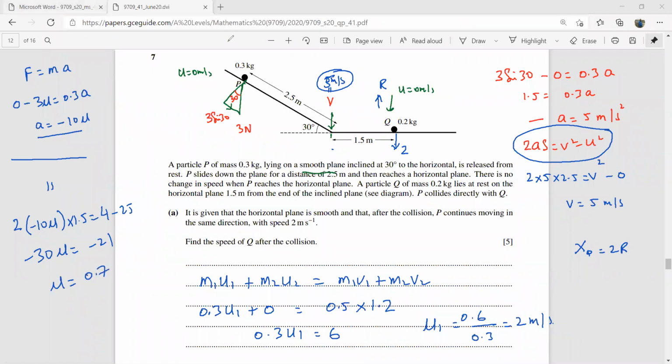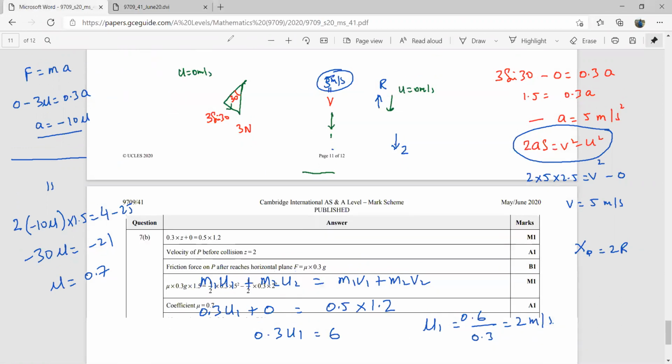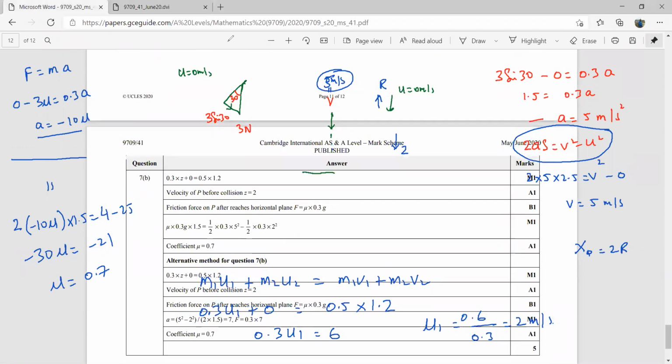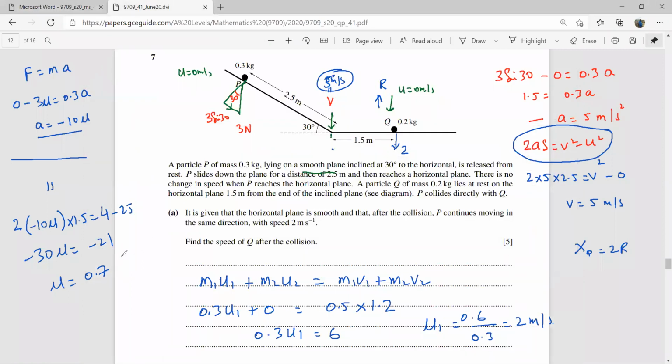Oh, let me see if it is really correct. Yes, thank God. Oh, it was really a tough question, yaar. So this is 0.7.